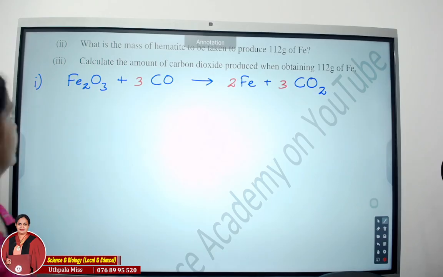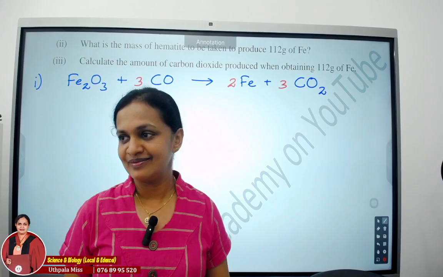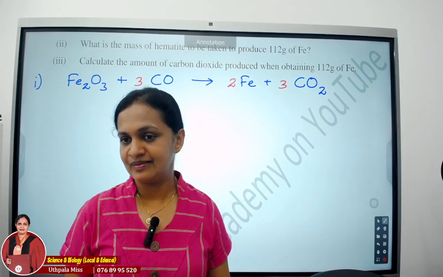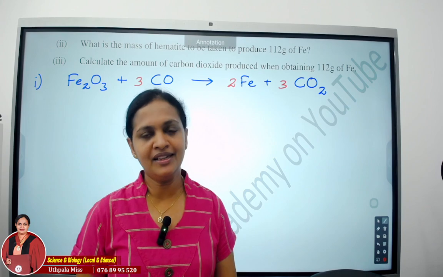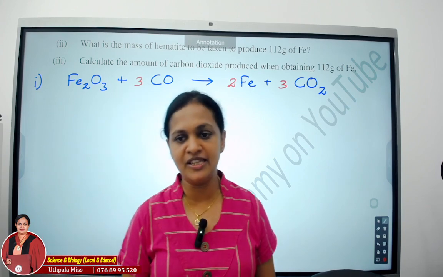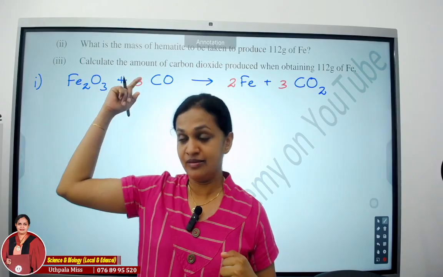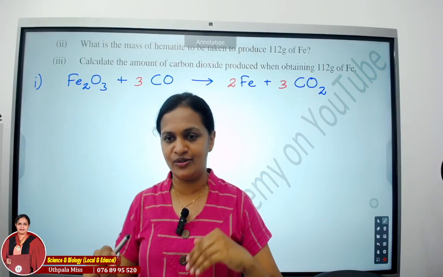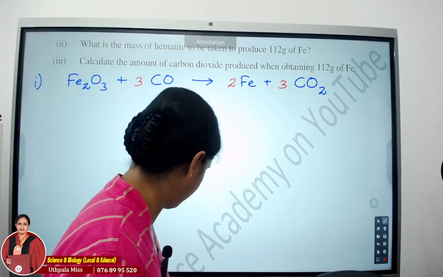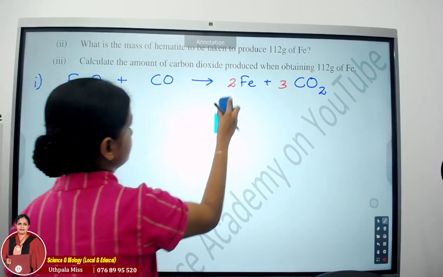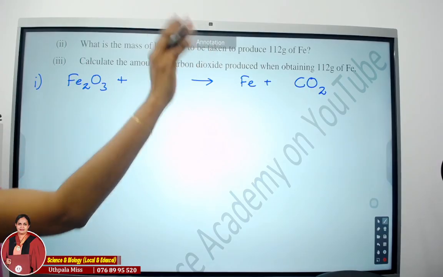What is the mass of hematite to be taken to produce the iron? Since you were confused about balancing the equation, again, the method is known as the inspection method. You have to look at either side of the equation, this side of the arrow and the other side. You have to put numbers and see until both sides become balanced. Now let's look here. The equation was like this.